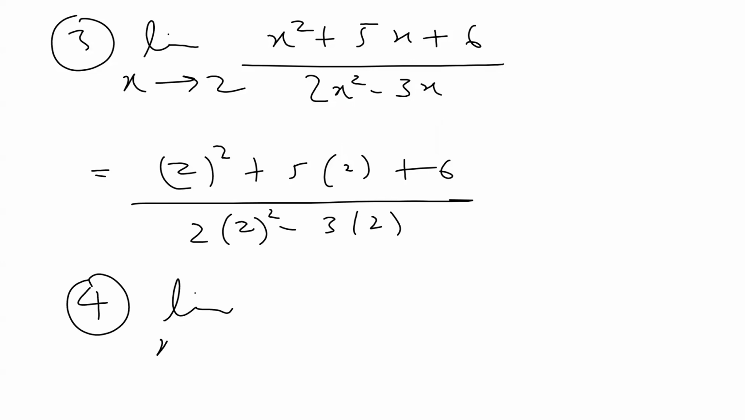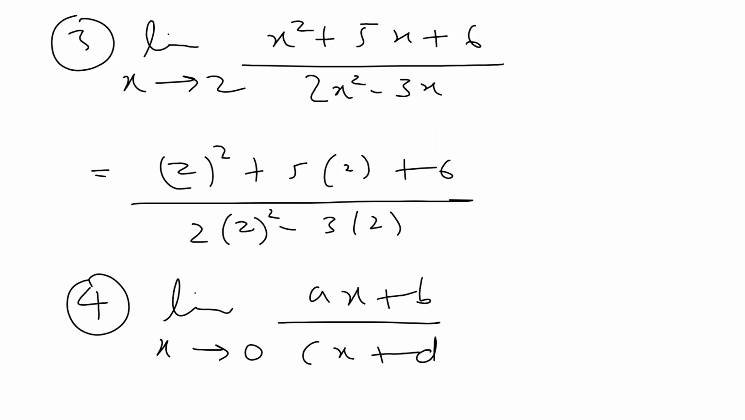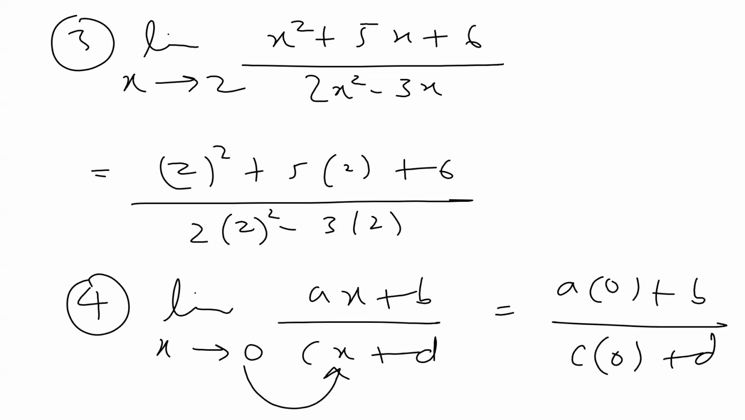Question number 4. X approaches 0. Ax plus b, cx plus d. Put the value of x as 0 in the denominator. The denominator entirely is not equal to 0. So you can simply put the value of x as 0 in the entire problem. Okay. Keep an eye on the denominator.